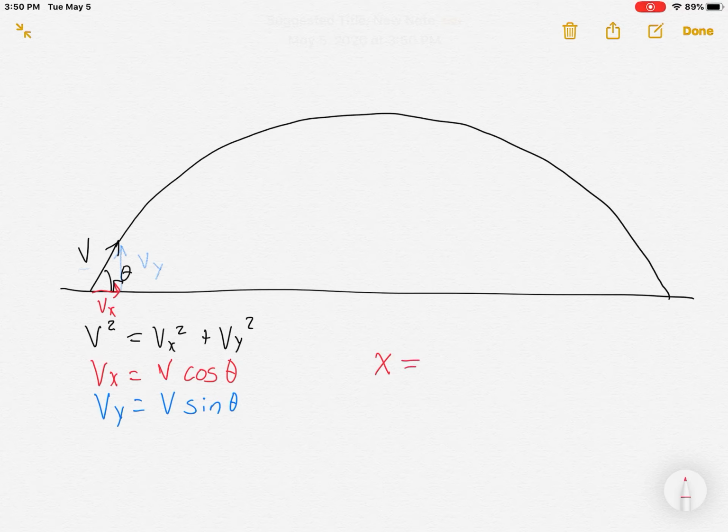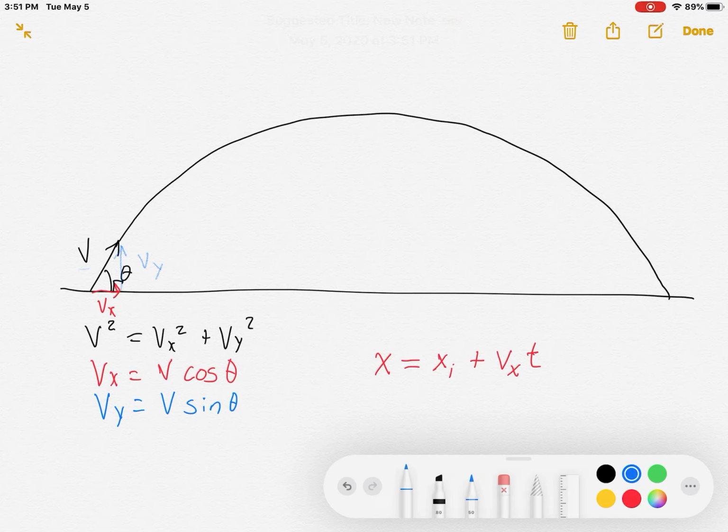So the x position anywhere along this path is going to be equal to the initial x position, wherever we start. Usually that's going to be 0, but go ahead and throw it in there just to make the equation complete, plus the velocity in the x direction, times the time that it travels in that direction. This is why we have to break them up into x and y. The horizontal, remember, is not under the influence of gravity, so the horizontal velocity does not change throughout the entire time t.